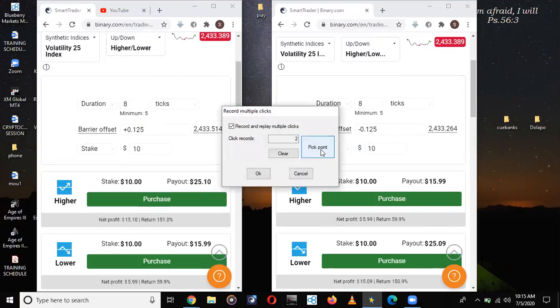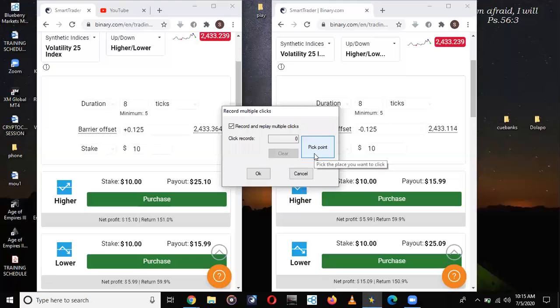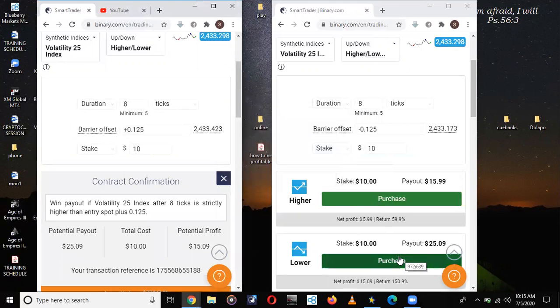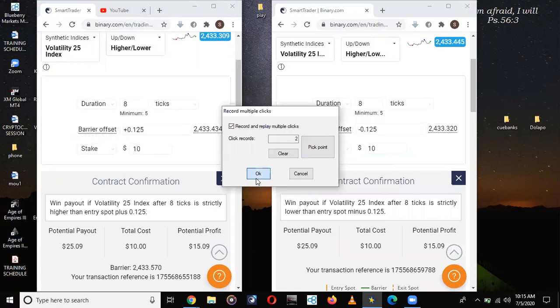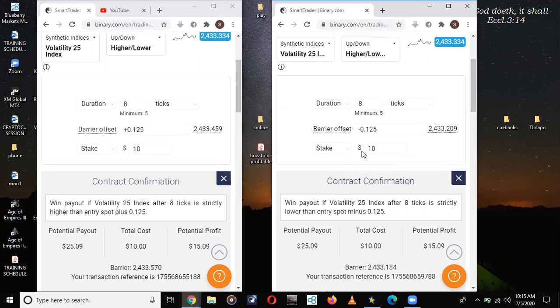GS Auto Clicker. I'm sure some people already know about it. So very quickly, I'll pick my point. This is the first point, and this is the second point. So I've picked my point now. Even with this, let's see if it is going to win after 8 ticks. You will see it right here, contract confirmation, either it won or it lost.